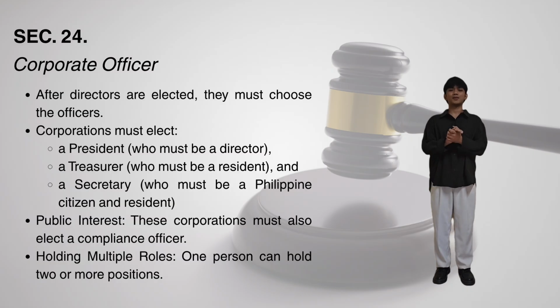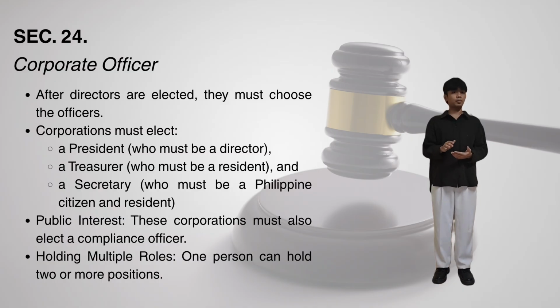Now we focus on Section 24. The first step is, immediately after the directors are elected, their next duty is to choose the officers. The law requires every corporation to fill three roles. The president is the top officer. The treasurer handles all the company's money and must be a resident of the Philippines. And finally, the secretary manages all the important legal paperwork and records. The rule is that the secretary must be both a Philippine citizen and a resident.